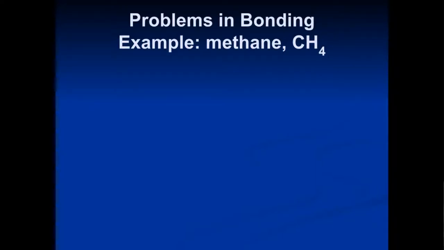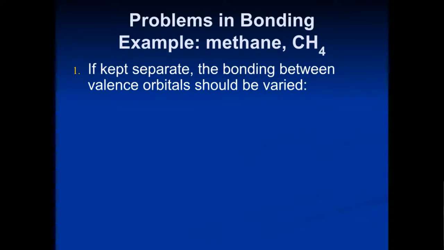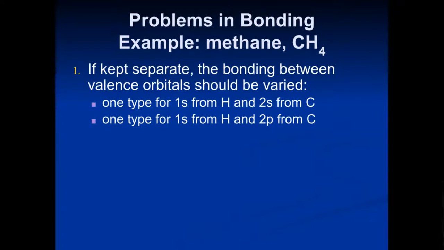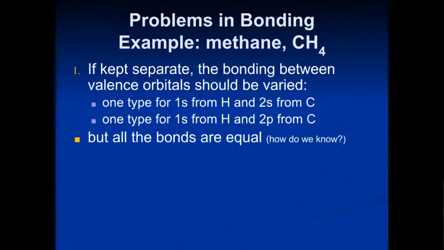Take methane, for example. If you keep the orbitals around the carbon and the hydrogen separate, you're going to have some variation, right? From hydrogen's 1s to carbon's 2s, you get one kind of bond. And for hydrogen's 1s orbital to carbon's 2p orbitals, you get a different kind of bond. So that should give you different kinds of bonds. But we know that all four bonds in methane are exactly identical. So the question is, how do we know that?